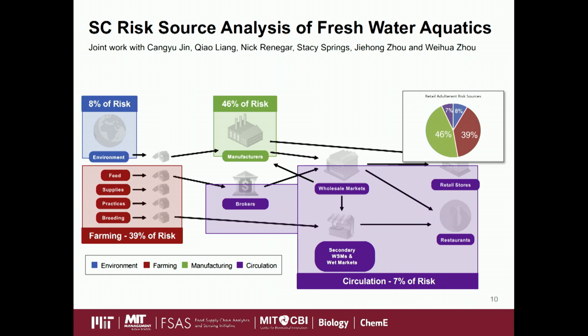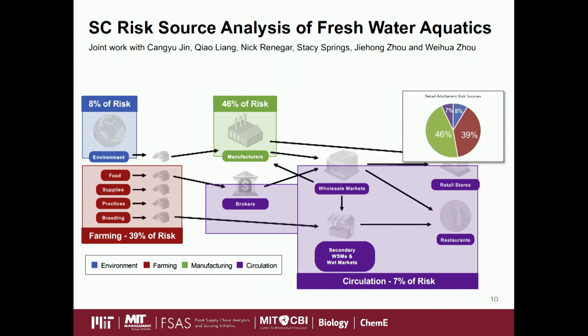As you can see from the left-hand side, many farms. Unlike the US, we are talking about millions of farms, mostly very small family farms, that produce the shrimp or the seafood. They then sell this through a network of brokers, either to manufacturers or to large wholesale markets in the middle that distribute this to secondary wet markets and to retailers and restaurants. Now, the Chinese government is primarily testing in retailer stores. We can talk about why at a different time, but that's the fact.